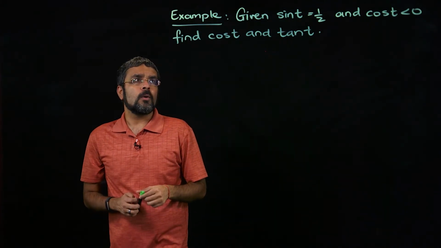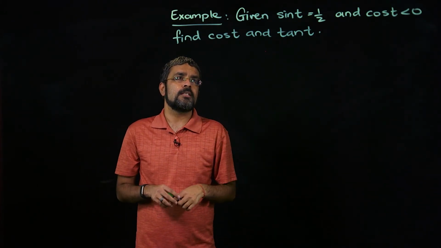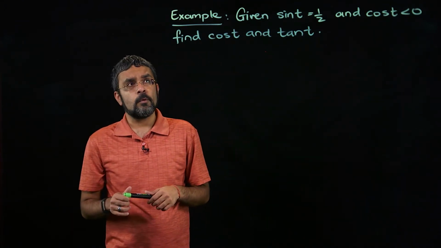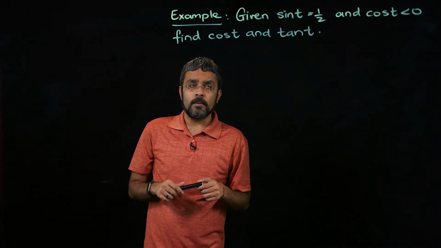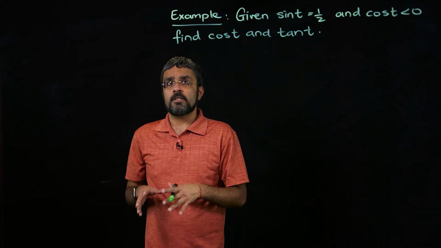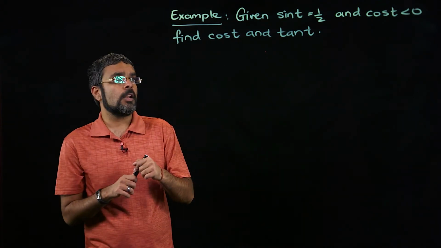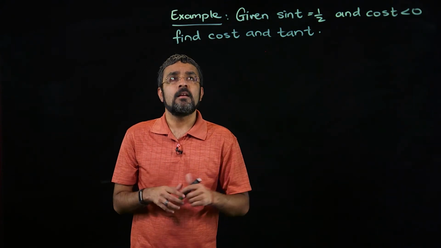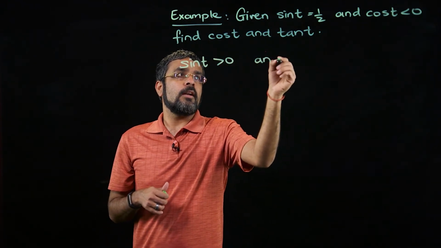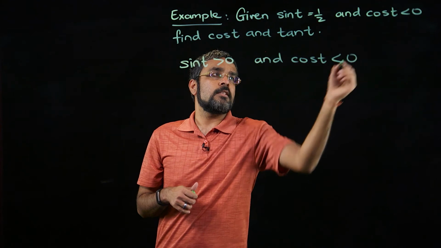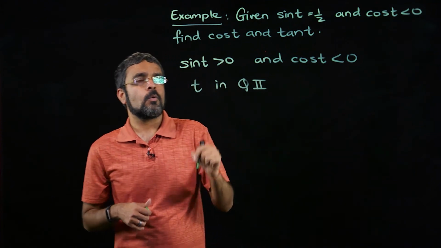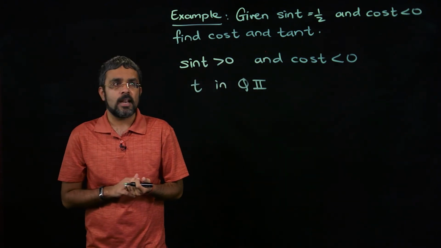So in this example, we're going to look at how to figure out what is cosine t and tan t, given that sine t equals 1/2 and cosine t is less than 0. If you recall, we have solved a problem like this in the past, but what we're going to do is solve the same problem using trigonometric identities that we just learned. Okay, so first of all, let's figure out what quadrant t is in. Okay, so I know that sine t is greater than 0 and cosine t is less than 0. That puts your t in quadrant 2, right? Because quadrant 2 is the only one where sine is positive and cosine is negative.